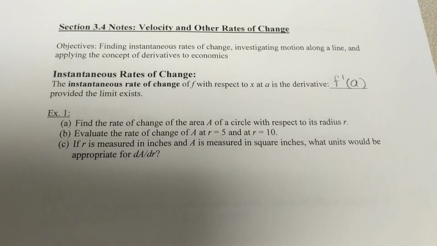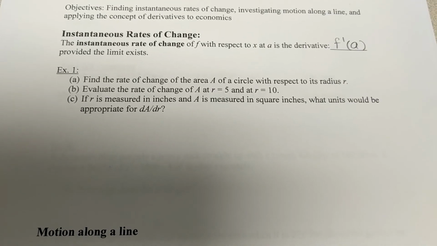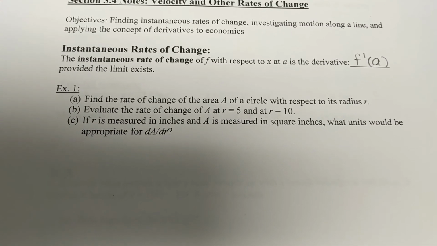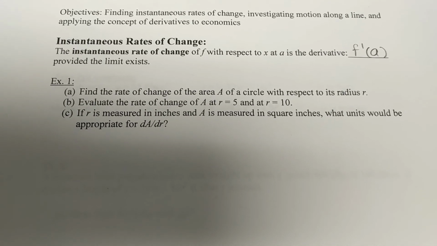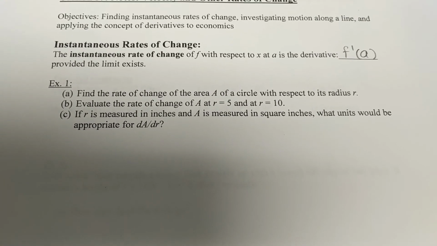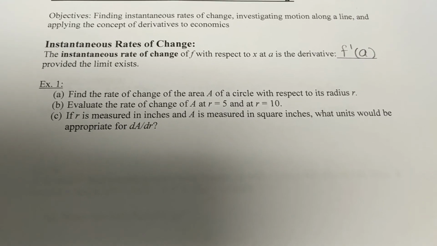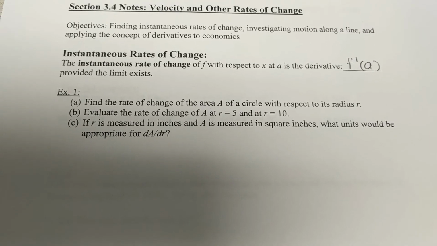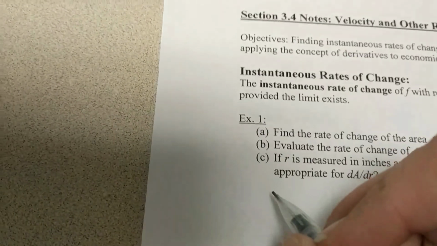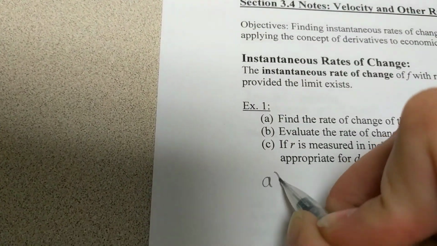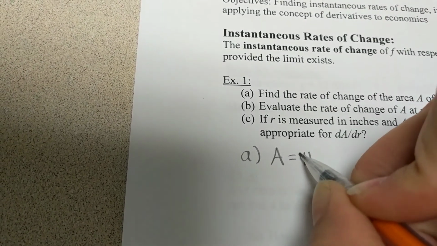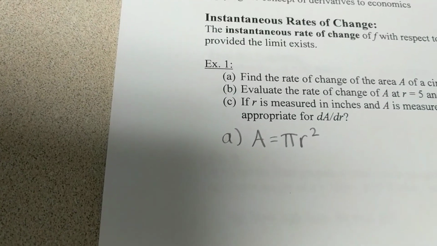So example 1 says we're going to find the rate of change of area of a circle with respect to its radius r. Back in chapter 2, I had you do this the long way with that limit definition of a derivative. But now that we've learned the tricks from section 3, we can use tricks. Yay! So for part A, first thing we need to know is what is the area formula for a circle? And if you recall, it's pi r squared.